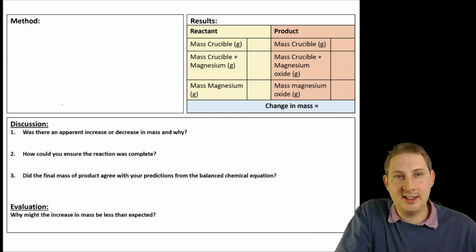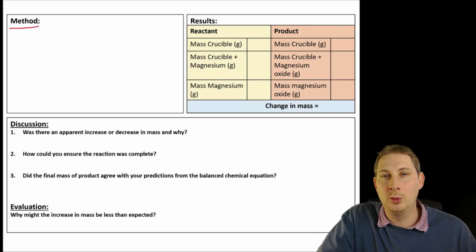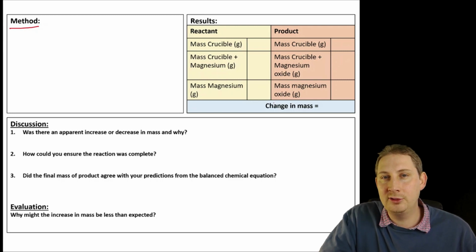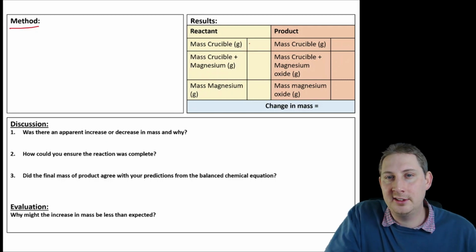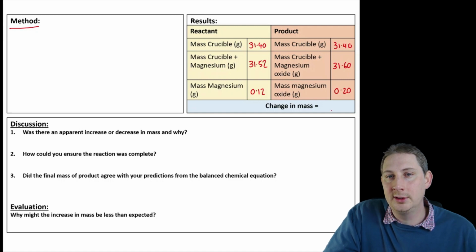On the second half of the write-up, a quick method. What did you do? And results. What was the mass of the crucible? Well, as we said, the mass of the crucible was 31.40 grams, and that included the lid. The crucible and the magnesium was 31.52 grams, and the magnesium was 0.12 grams. The mass of the crucible at the end was the same, 31.4 grams. The crucible and the product was 31.6 grams. So the magnesium oxide 0.2 grams. So the change in mass was plus 0.08 grams.